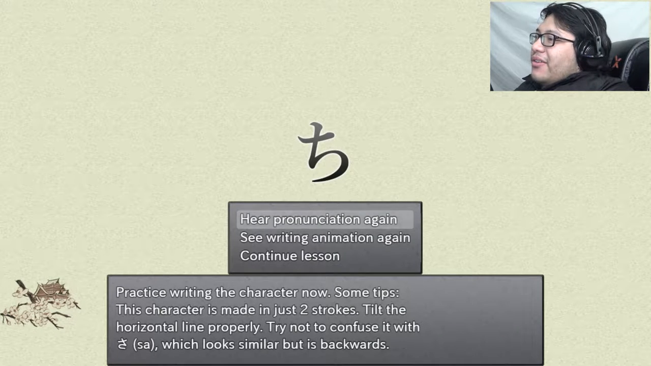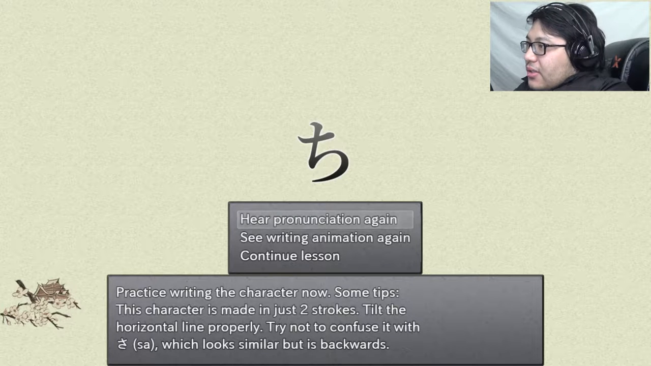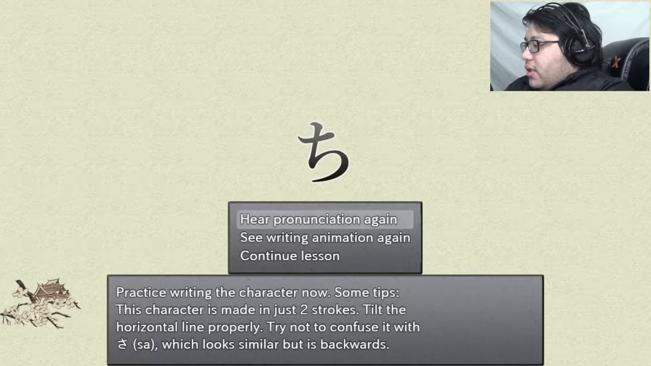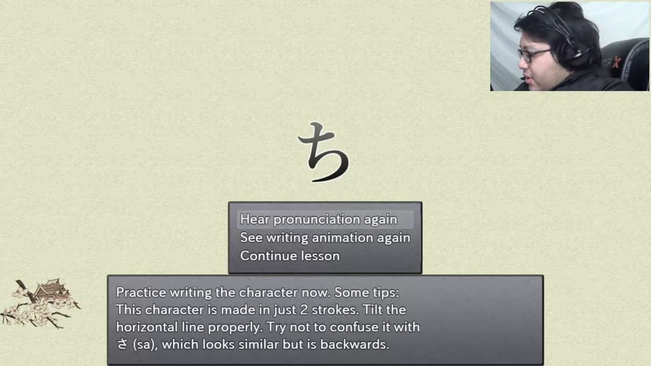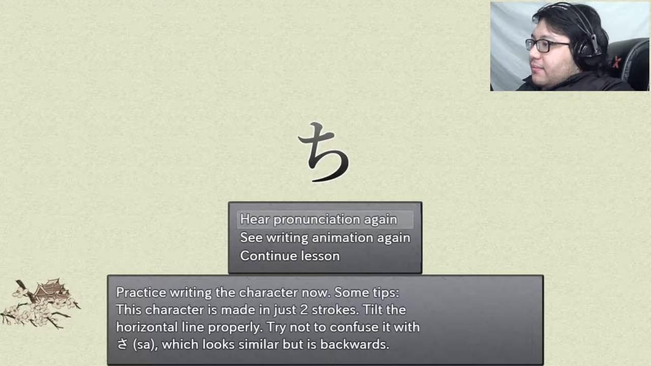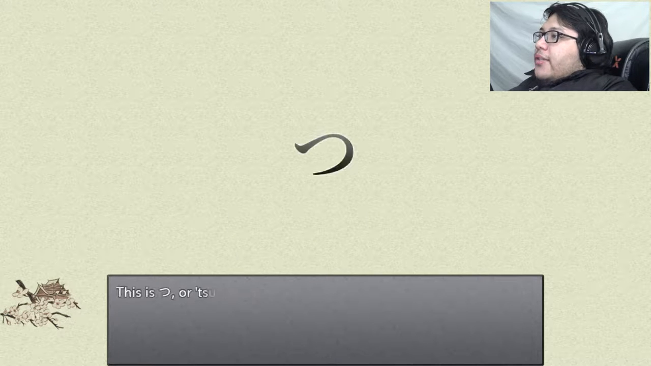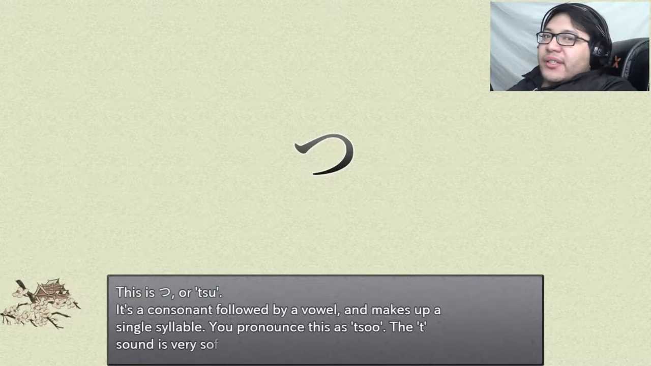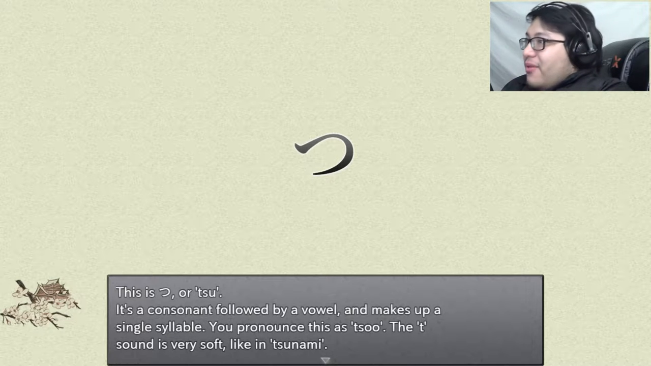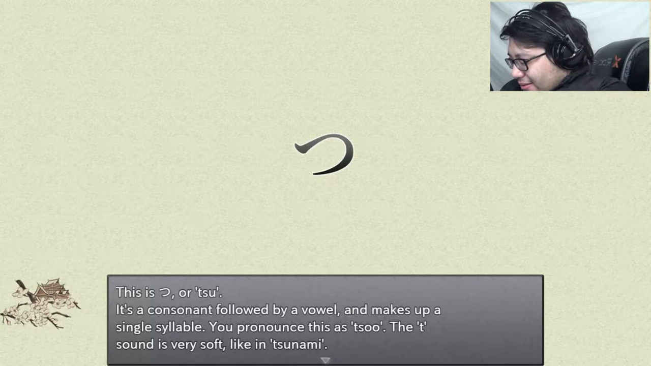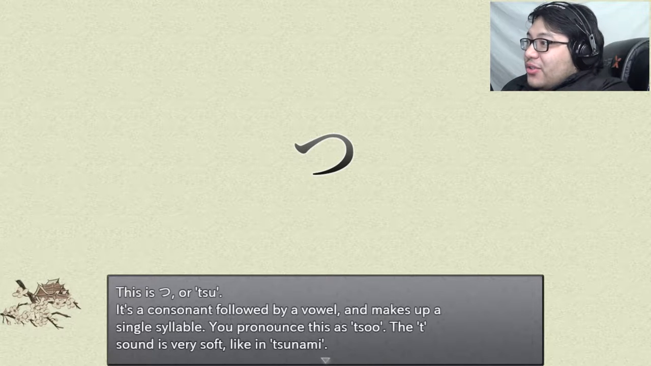Two strokes, tilt the horizontal line properly. Try not to confuse it with a sa. It just looks similar, but backwards. Oh yeah, sa is also like that. Oh, what? Oh, okay. It's backwards. Okay, got it. Next character. Oh, wow. What the frack? Why is this even a thing? Backward C apparently is a tsu.